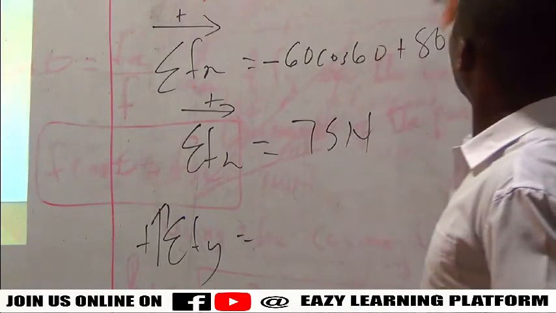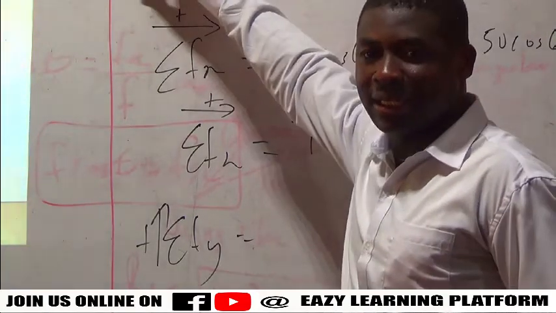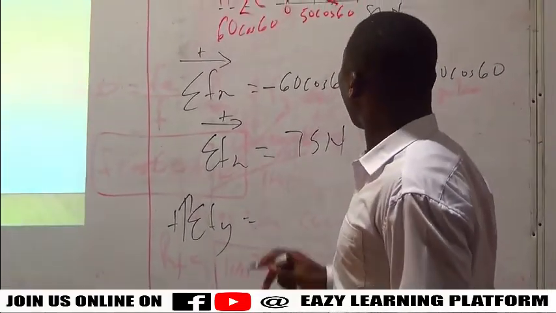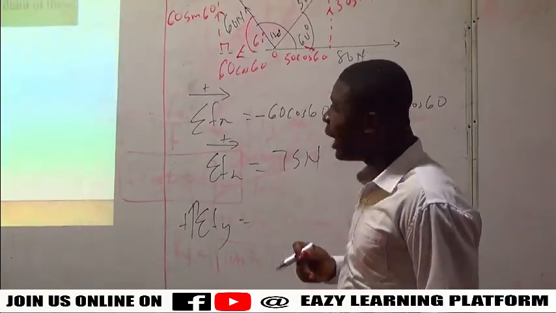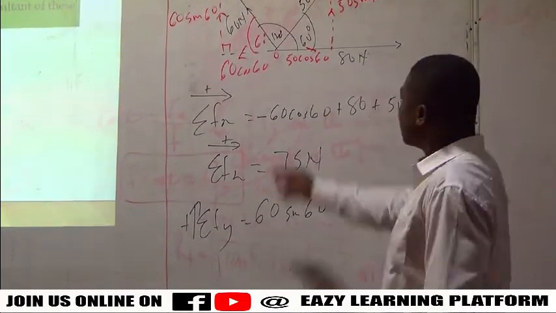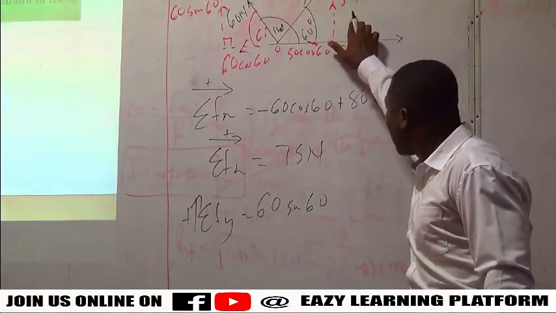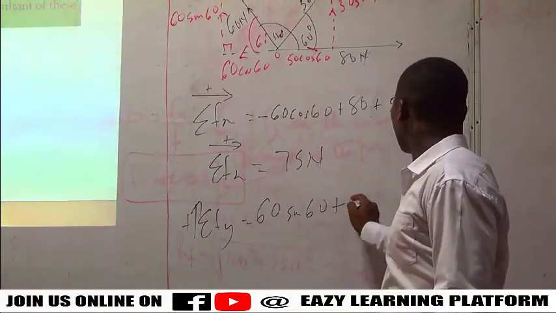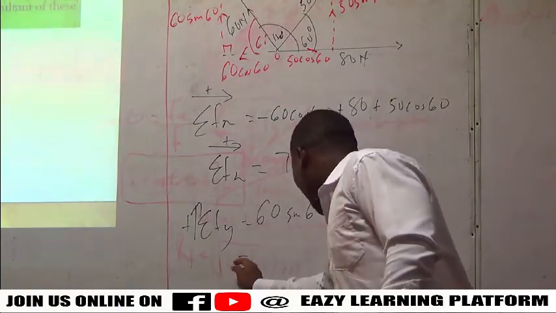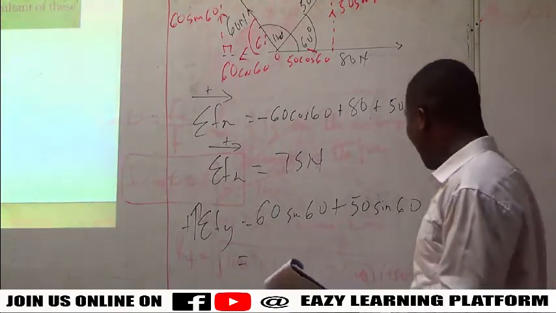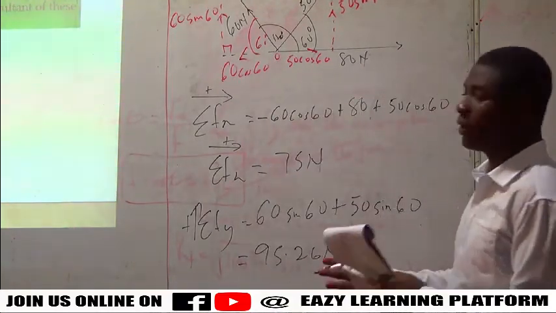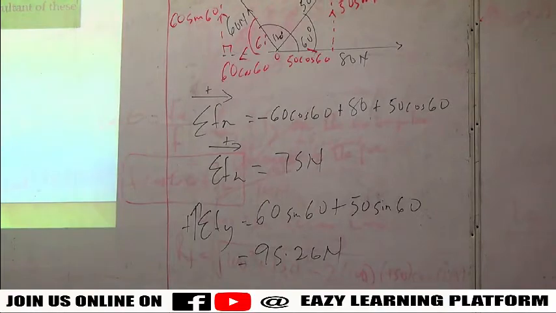What do we have? This is moving upward, isn't it? This is also moving upward, isn't it? That means that this is in the Y. This one also is also what? In the Y. So we have 60 sine 60. Positive because it's moving upward. And this value is also positive. So plus 50 sine 60. When you add them together, you get 95.26 Newton. Please punch it on your calculator.